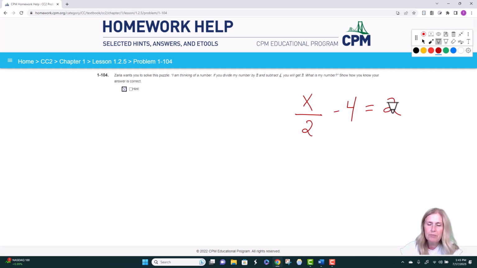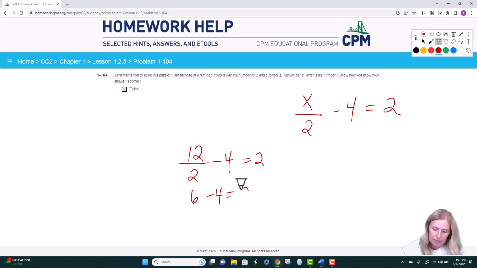Well, would you agree with me that 6 minus 4 equals 2? So really the only thing that we need to figure out is how do we make this little operation equal 6? What divided by 2 equals 6? That would be 12, right? If x were 12, think about it. We'd say if 12 were divided by 2, subtract 4, we should get 2. Well, 12 divided by 2 is 6, and 6 minus 4 is 2.